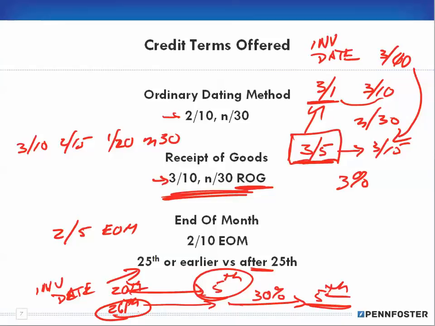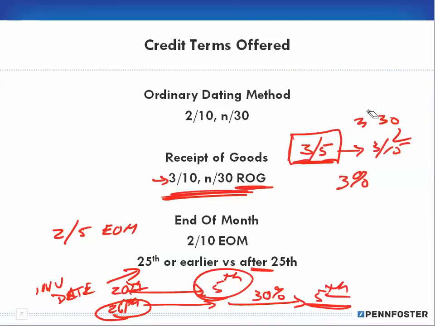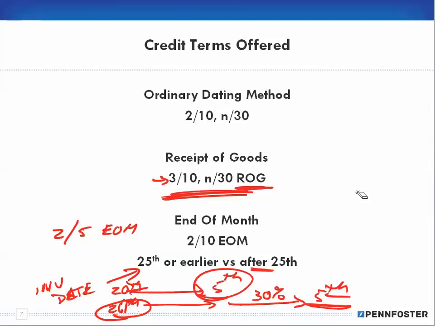The ordinary method is by far what's used mostly, okay? And the terms can vary. It's not just one set standard that you see of 2%, 10, net 30. You'll see different percentages and different time frames, and sometimes you'll have more than one discount amount for different time frames. But by far, it's the method that's used mostly.